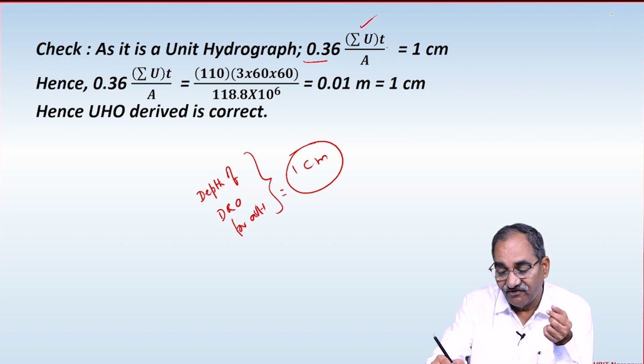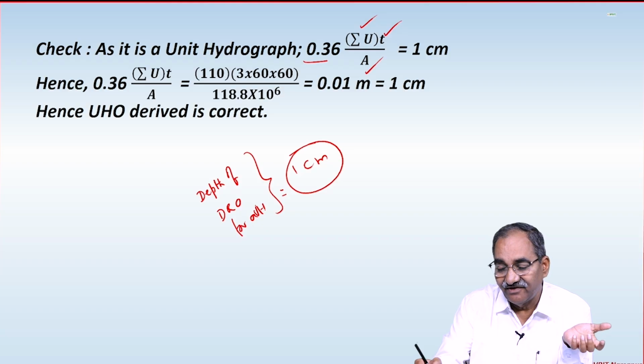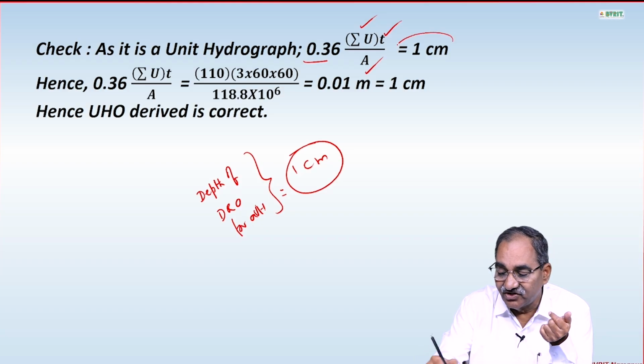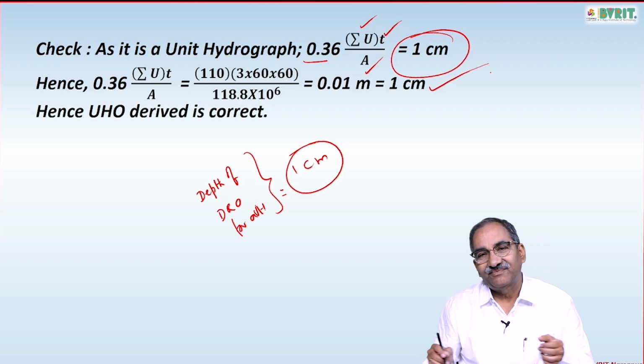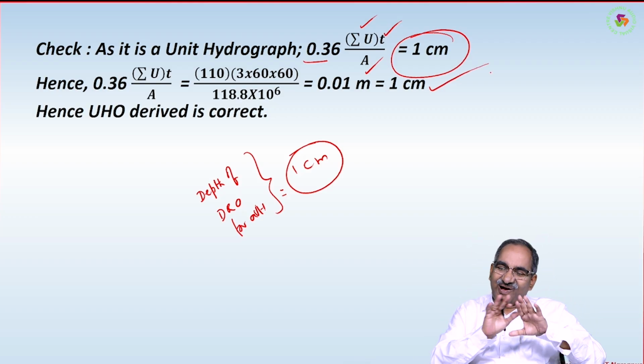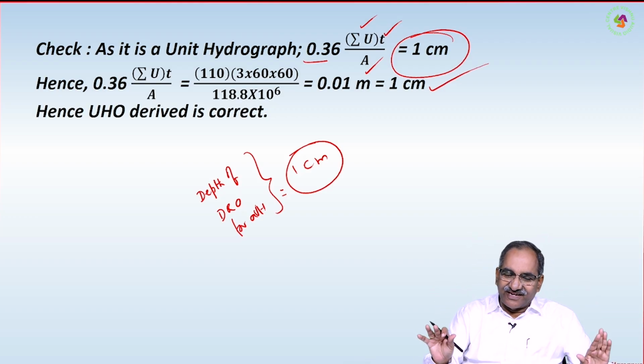This is the unit hydrograph ordinates into the time interval divided by A, because he has given A. It should be equal to how much? 1 centimeter. I checked it, I got 1 centimeter. Then I said the answer is right. The method is working very, very well.